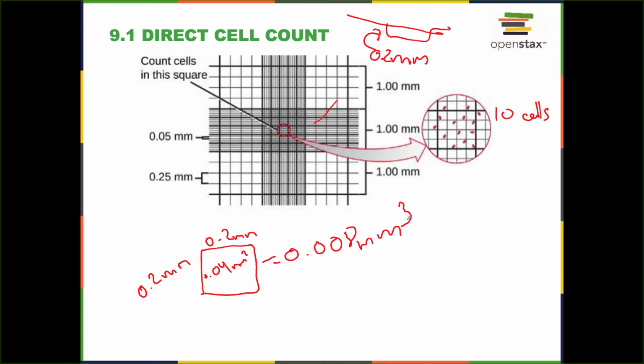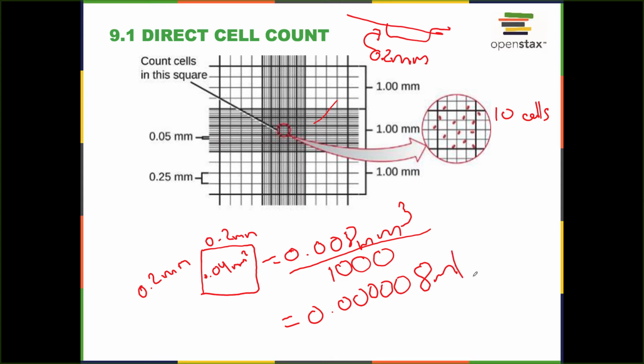Okay, here comes the crazy part now. To turn this into milliliters, we simply divide this by 1,000. Who cares if you don't know why? I don't care that you don't know why. This then gives us 0. and we're going to add 3 zeros to this. 1, 2, 3, 4, 5, 0.008 milliliters. So our volume in this square here is 0.000008 milliliters. Just count the zeros. We have 2 zeros here, and then we're going to add 3 zeros in front of that.